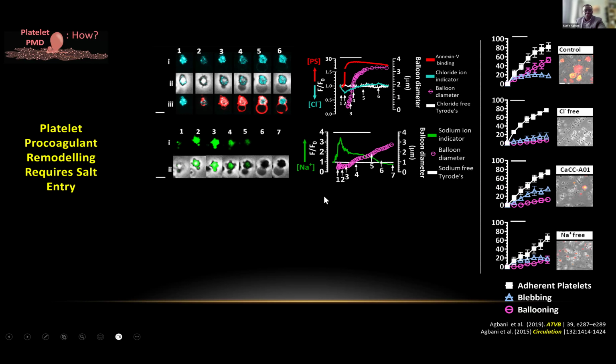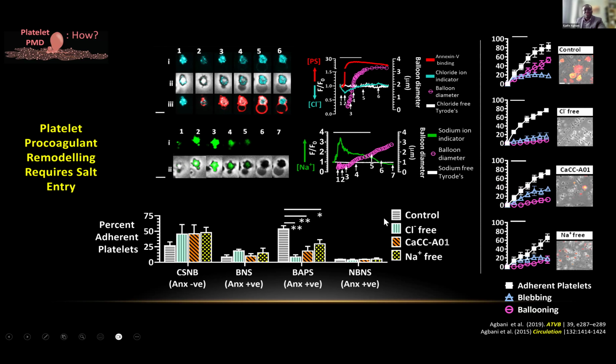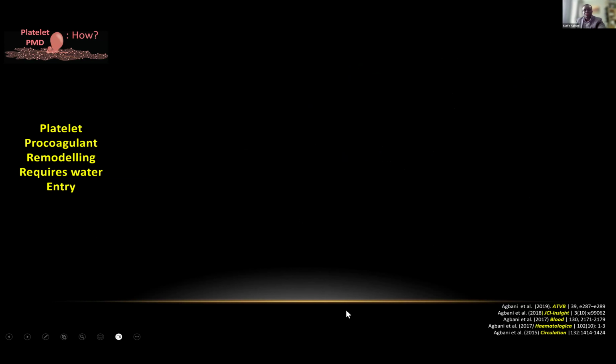Similarly, when we remove sodium from the medium, we also noticed that we can attenuate or significantly block ballooning. That's what we're looking at here, but not blebbing. Then when we analyze the composition of different phenotypes, we notice that the ballooned and procoagulant spread platelet that we talked about earlier on is the one mostly accumulating factor 5 and likely driving thrombin generation. The formation of those phenotypes is necessary for remodeling in platelets is water entry.